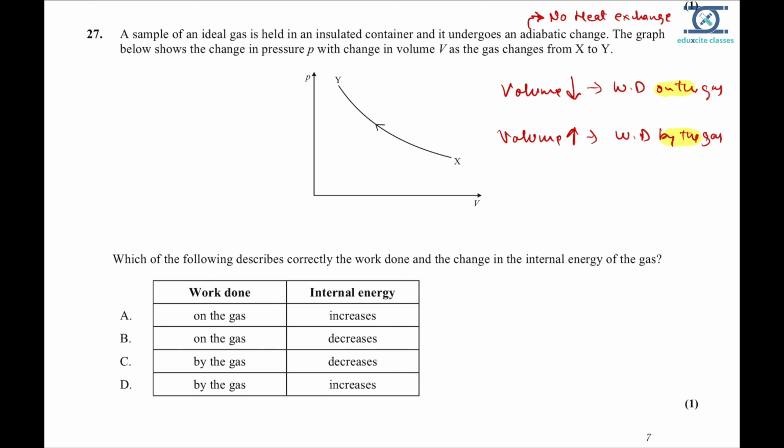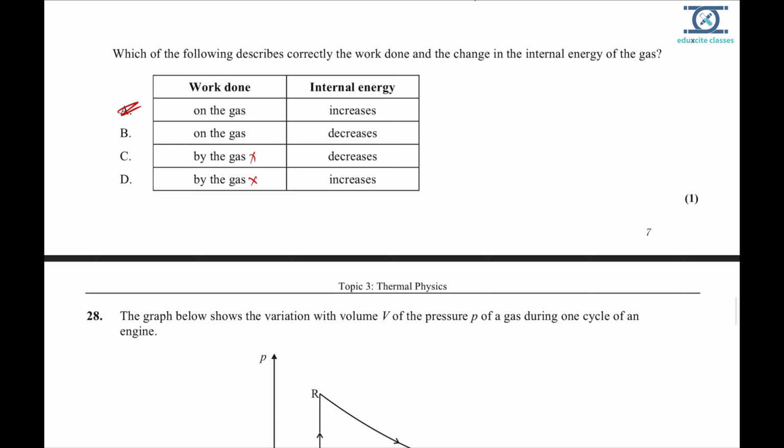Okay, so in this case X to Y, the work is done on the gas, and if the work is done on the gas, it means the energy is gained by the gas, so internal energy will increase. Option A is the right answer.